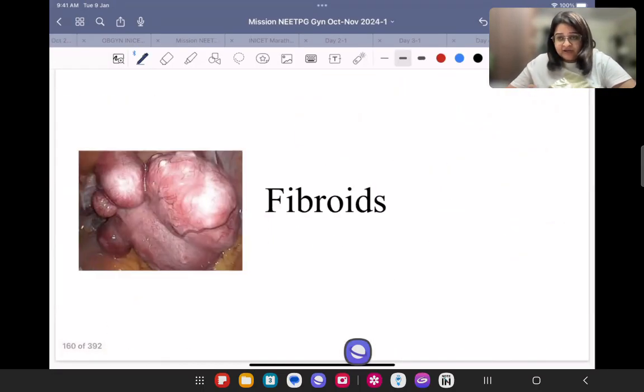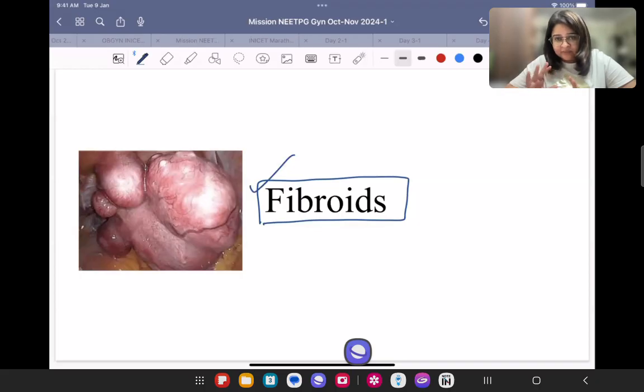Okay, now coming to fibroids. Okay, so fibroids is a little long topic, but I want to finish this topic and then we stop the class. Okay, a major benign gynae disorder. So the plan was I would finish half the benign gynae disorders today and the remaining tomorrow, but let's finish fibroids. So this will complete a huge bulk of the topic. Okay.